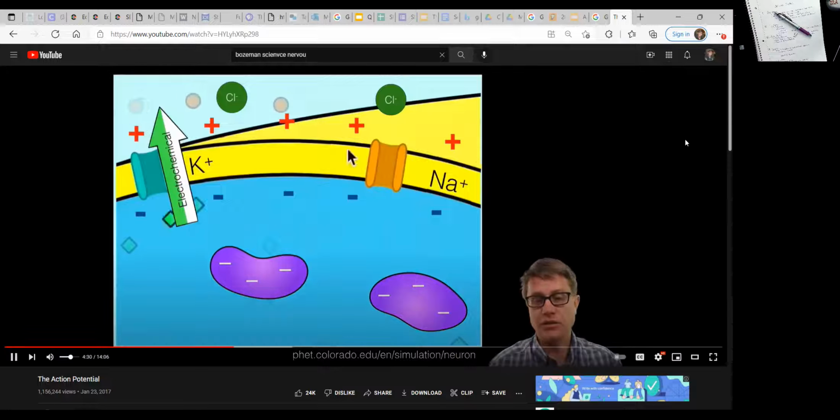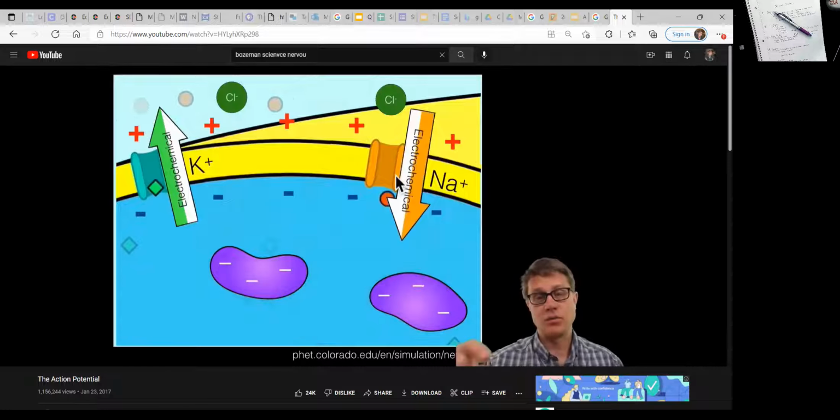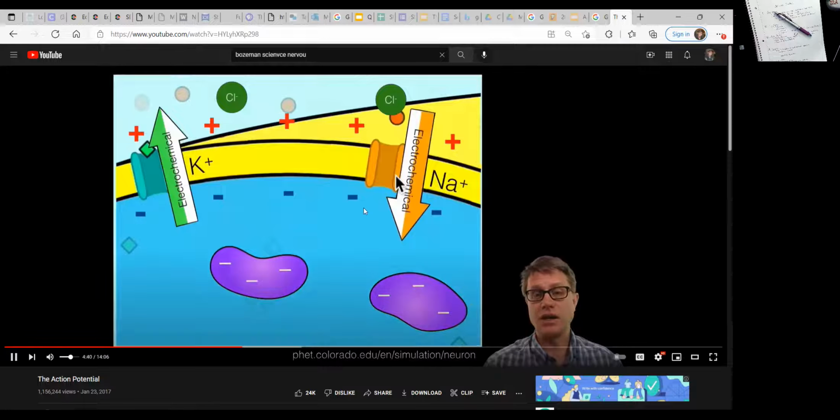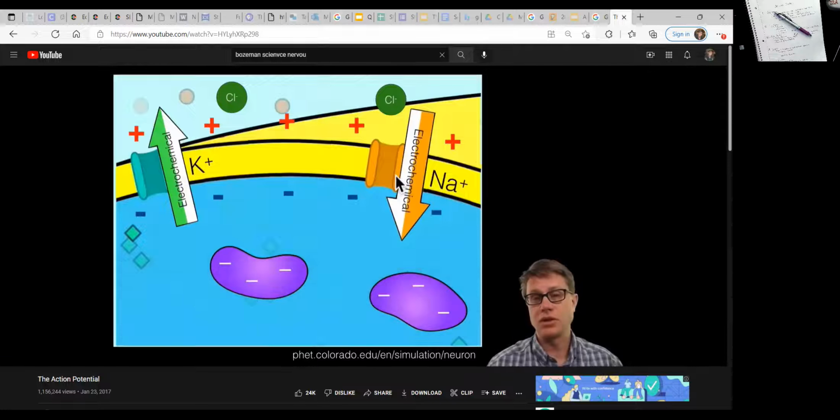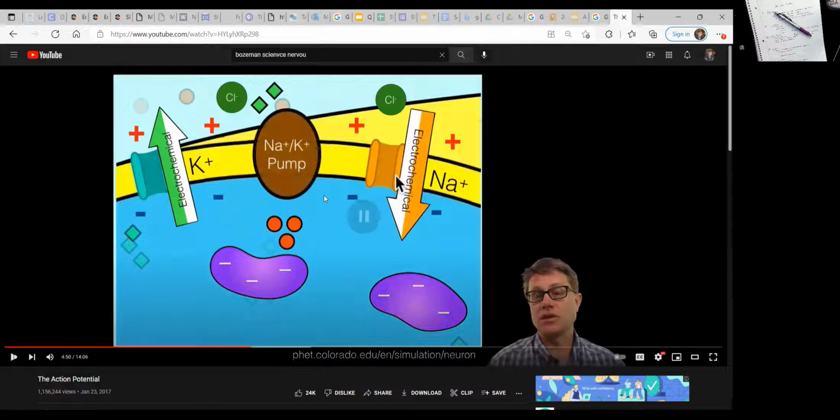You can see that we also have another leak channel right here. It's not as busy, but that is a sodium leak channel as well. And so we have an electrochemical gradient of sodium. Remember, there's more sodium on the outside that's coming in. And so we've got these two gradients that are set up. You can see the chloride's not moving. You can see that the proteins are not moving as well, and that's because we don't have a channel for them.